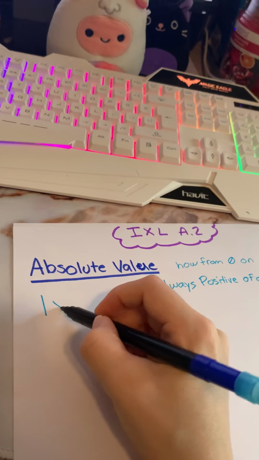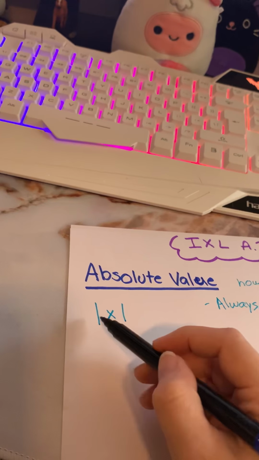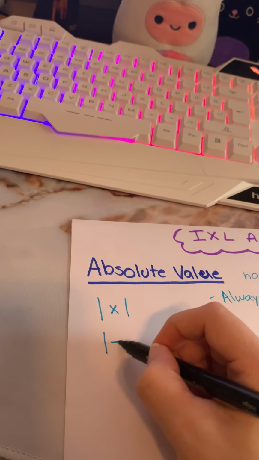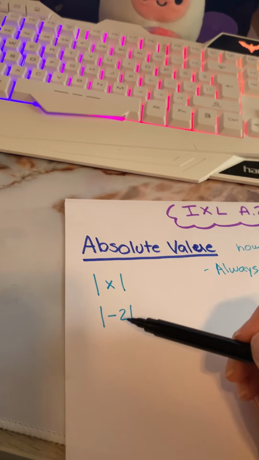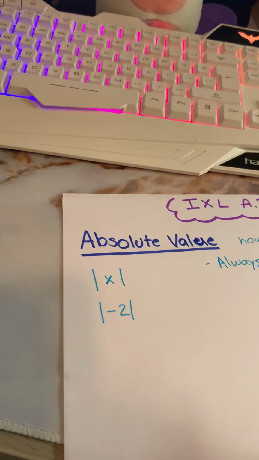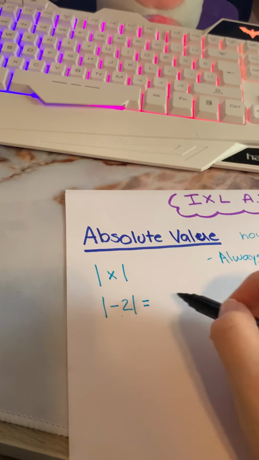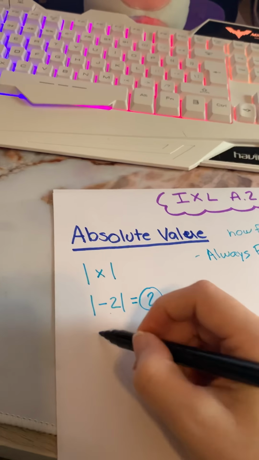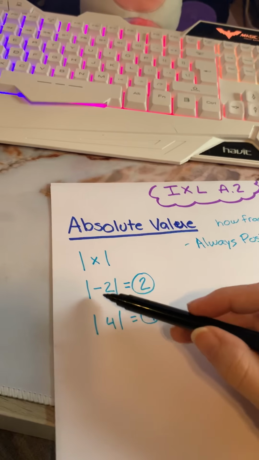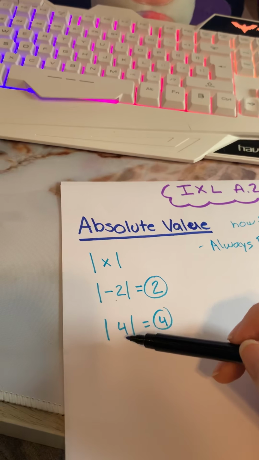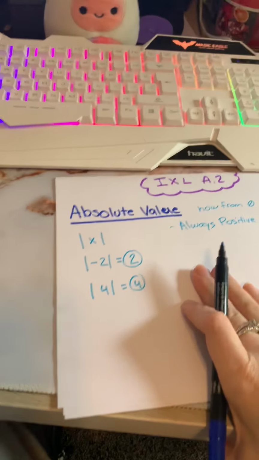So we have these symbols here, these lines on the outside, that's the absolute value. So anything on the inside, you say absolute value of x, or absolute value of -2, right? Those straight lines are absolute value symbols. Since absolute value is always the positive number, the absolute value of -2 would be +2. The absolute value of 4 would just be 4, right? Whatever's on the inside turns positive, or if it's already positive, it just stays positive. It's just making everything positive, getting rid of the negatives.